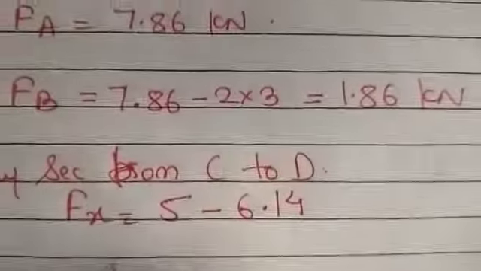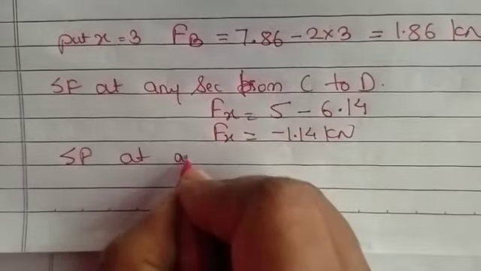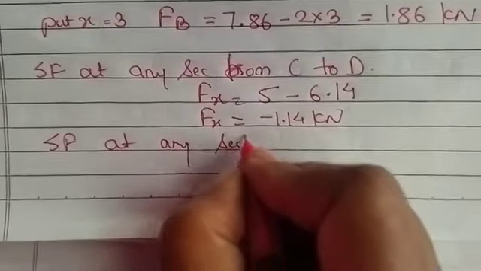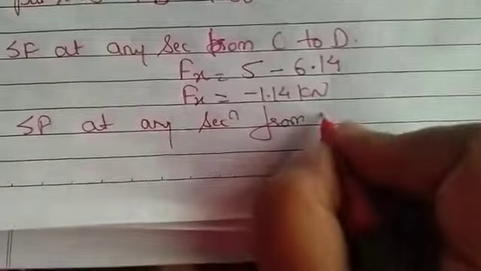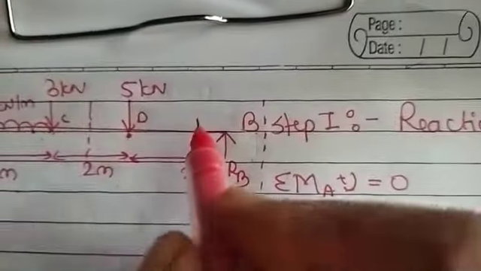6.14. So the answer will be minus 1.14 kilonewton Fx. Now we'll consider shear force at any section from D to B. Now between D to B, any section.